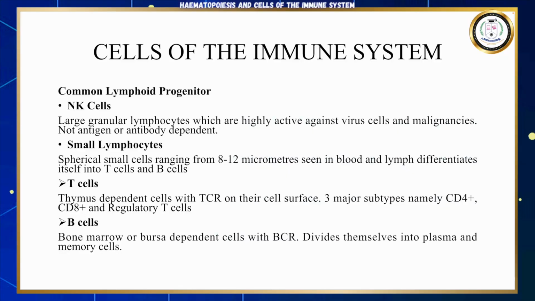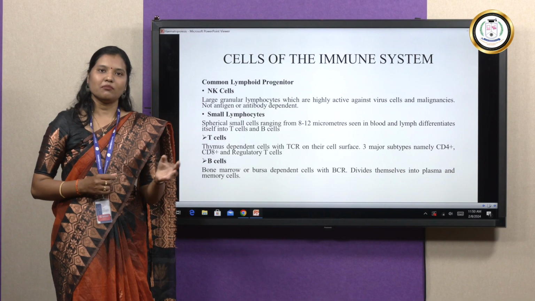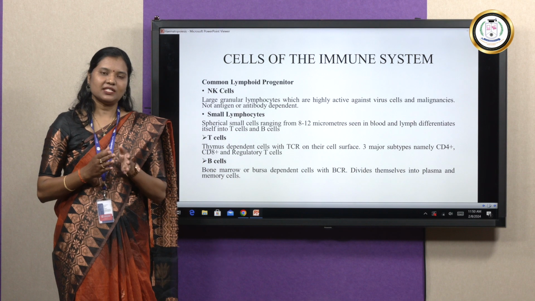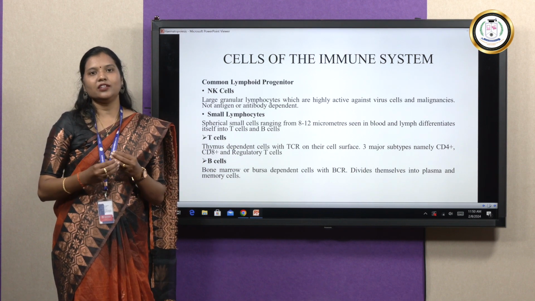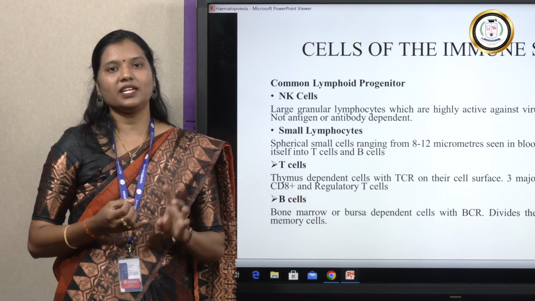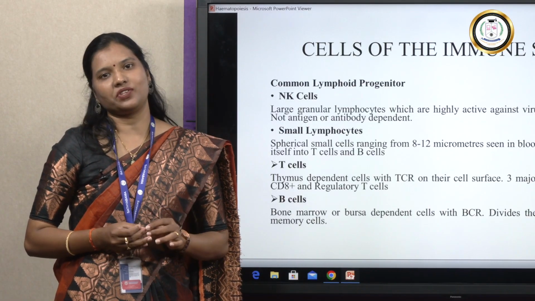Coming to the T cells. T cells are basically thymus dependent cells. They are actually produced in the bone marrow, but they reach the thymus to mature there. They have T cell receptors on their cell surface. These T cells are divided into three major types: CD4, CD8 and regulatory T cells.